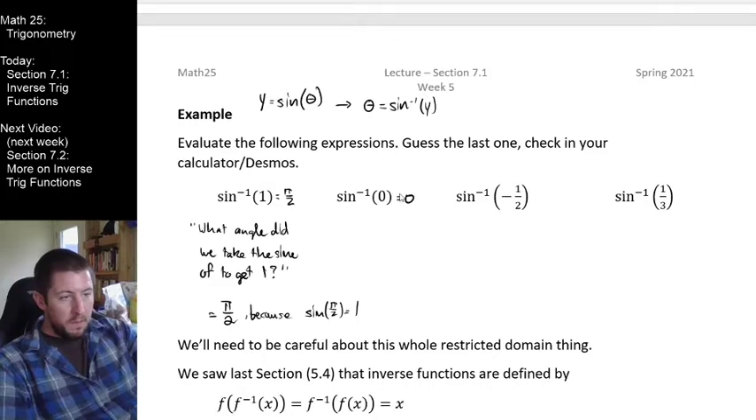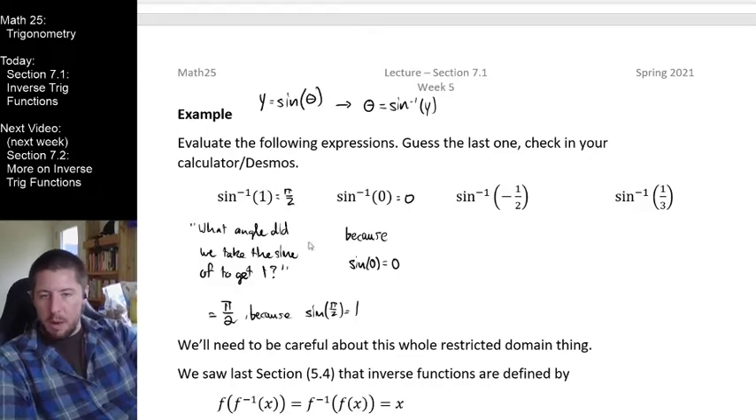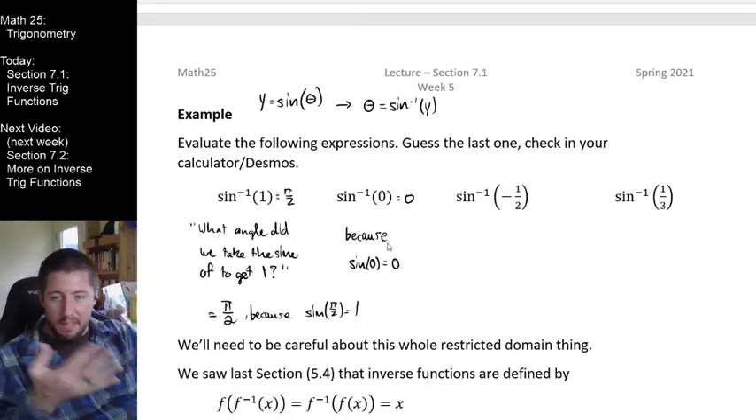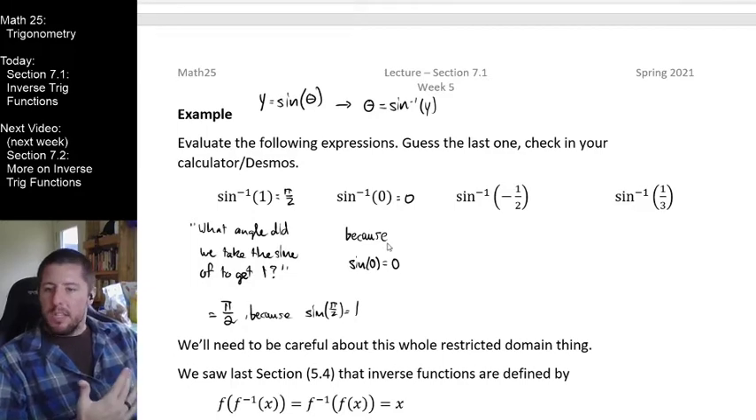Why? Because sine of 0 is 0. This is one of those ones where you can't really see the switch happen. 1 was the input, pi halves was the output. Pi halves was the input, 1 was the output. We switched roles. Very technically speaking, this 0 here is actually this 0 over here. We swapped zeros. Obviously, 0 is the same in either case. But in this case, what angle did we take the sine of to get 0? 0 radians, or 0 degrees, you could take the sine of to get a sine of 0.